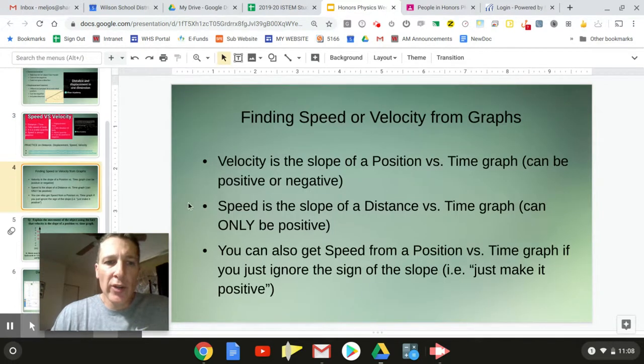Quick review of the graphical nature of this. We can find speed or velocity from graphs of either position versus time or distance covered versus time. Technically, if you take a position versus time graph, the slope will give you velocity. It could be positive or negative because you could be moving forward or backwards. Speed would be the slope from a distance versus time graph. And distance would always be positive, so your lines would always have a positive slope to them. Or you could also get speed from a position time graph if you just ignore the sign of the slope. Many of you would just say that that's just making it positive. Right?